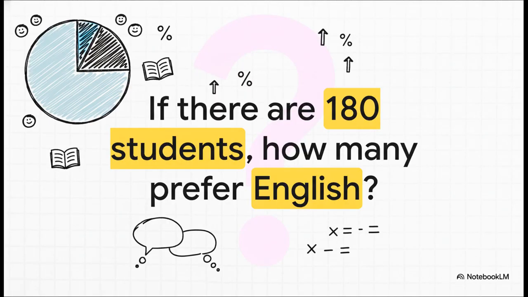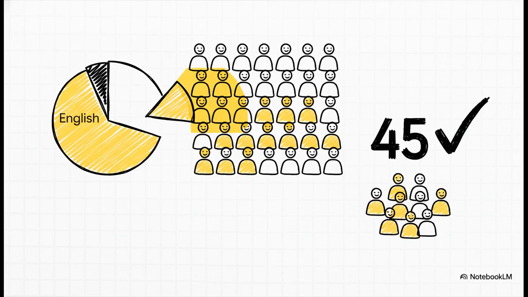Let's try one more. This one's a little different. This chart shows percentages instead of angles, and we're told that the total number of students is 180. Your mission is to find the exact number of students who said English was their favorite. So how'd you do on that one? The chart tells us English is the favorite for 25% of students, so all we have to do is find 25% of 180. And that works out to be exactly 45 students.